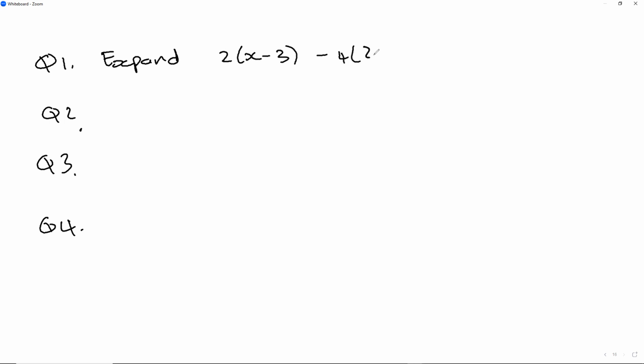Okay, next round. Question 1, question 2, question 3, and question 4. Question 1, expand 2 bracket x minus 3 minus 4 bracket 2x plus 5. Question 2, 3x cubed y to the power 4 over 6x y to the power of 5. Simplify.